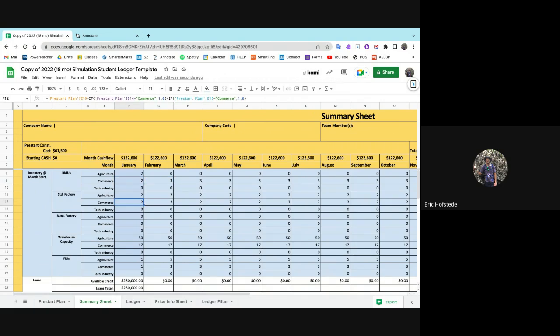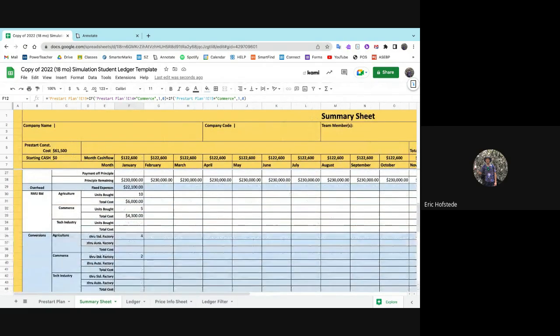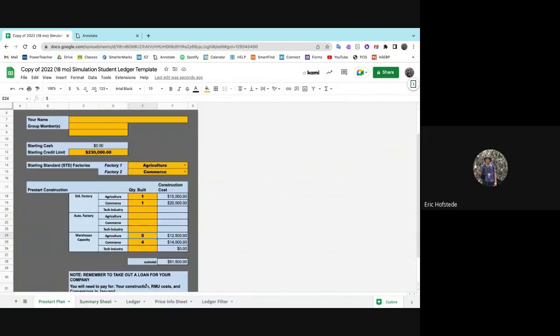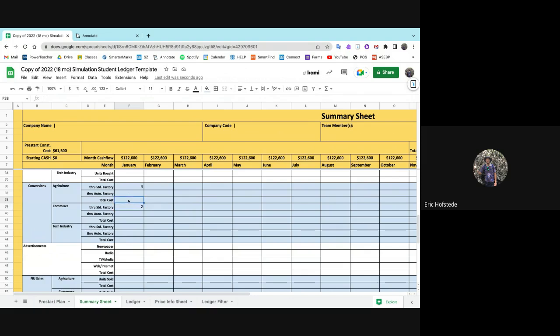That's why it's really important in your pre-start plan to come up with a game plan for how much capacity your factories are going to have, how many conversions you're going to be able to do. A lot of math and strategizing in that pre-start plan, which I apparently didn't do a great job of here. Better luck next time.